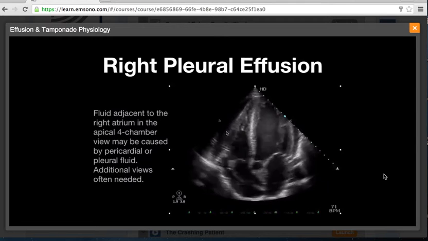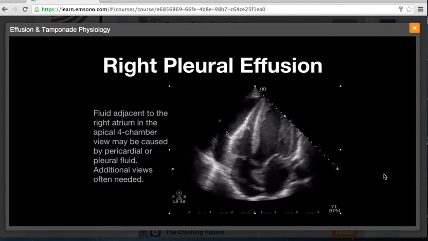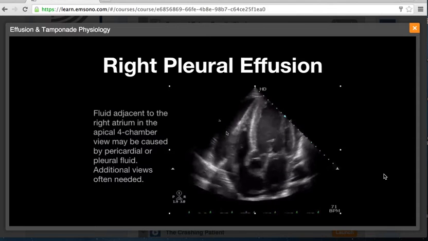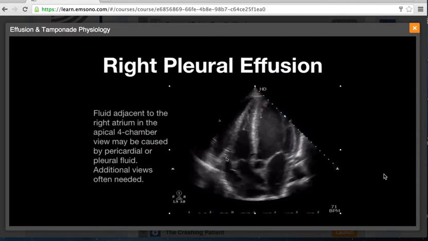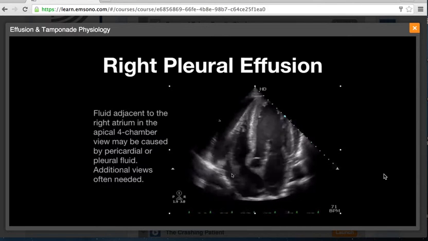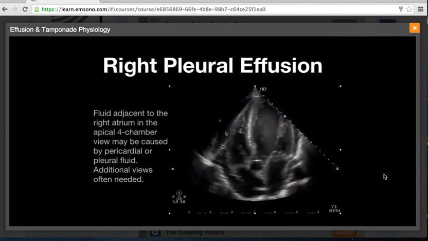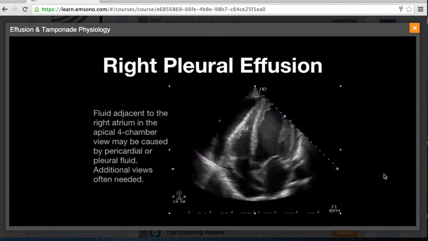Now, fluid adjacent to the right atrium in the apical 4-chamber view can be caused by either pericardial or pleural fluid. So you may need additional views when you see something like this, but this patient had both. If you didn't have the pericardial effusion here, you may be very tempted to just jump at this fluid collection right here and immediately call it a large pericardial effusion.